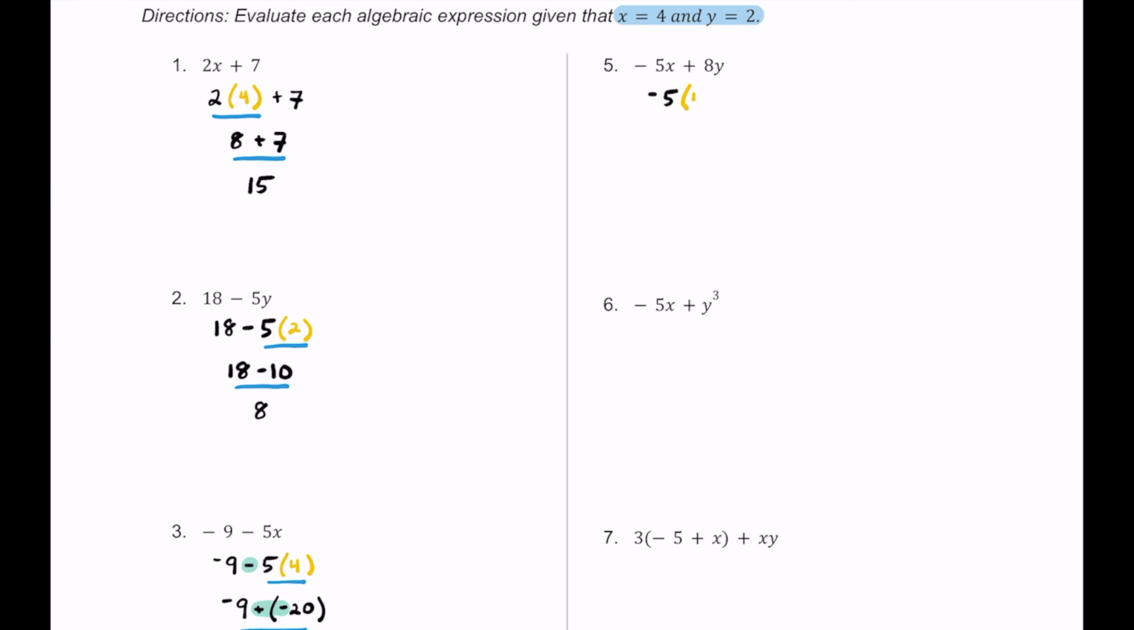Now we know x is equal to 4. So let's change that to a 4 plus 8 times whatever y is. Now we know y is equal to positive 2. Let's make that substitution right over here. We have 3 operations. We have multiplication, addition, and multiplication.